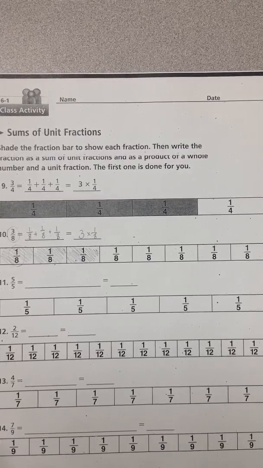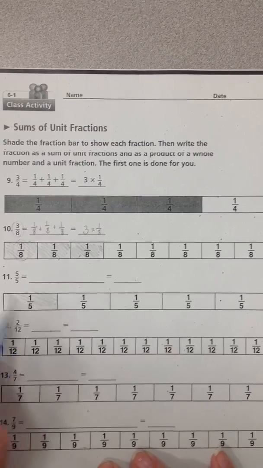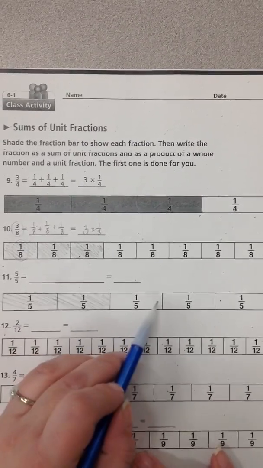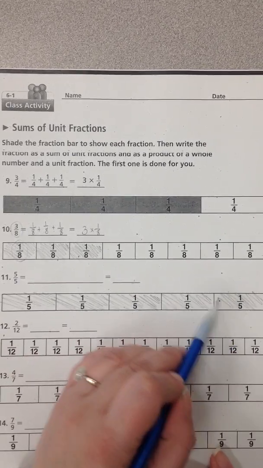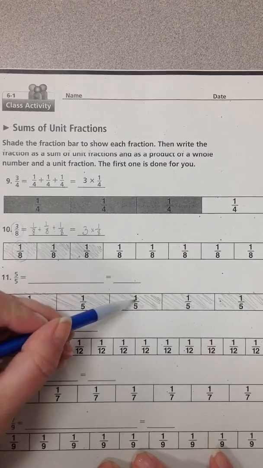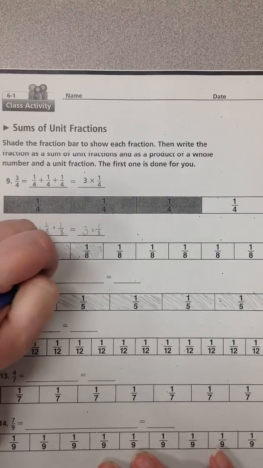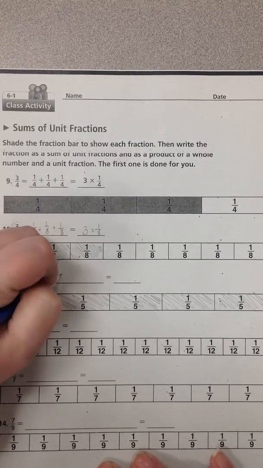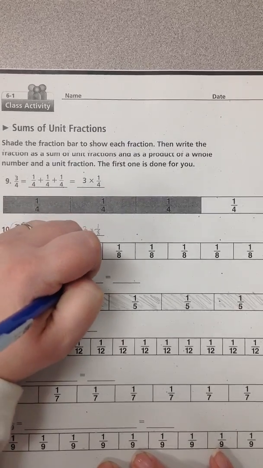All right, let's look at number 11. Number 11 says 5/5. Again, I'm going to shade in. It looks like I'm going to shade in all 5. So I've shaded them in. I now need to write my unit fractions. Remember, each one of these is a unit fraction. So I'm just going to add them together. 1/5 plus 1/5 plus 1/5 plus, that's 3. Here's my 4th one. Here's my 5th one.